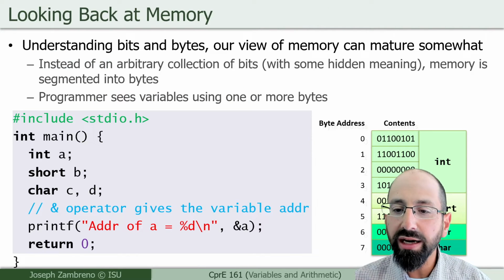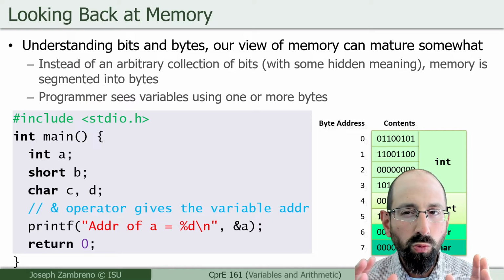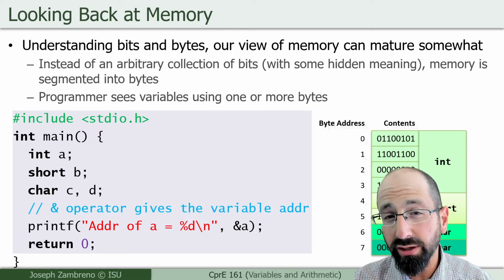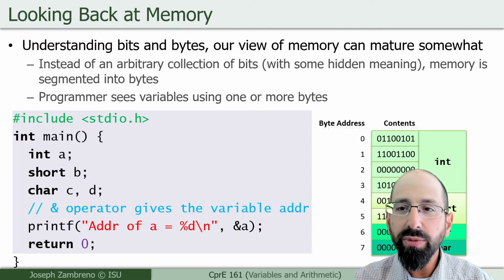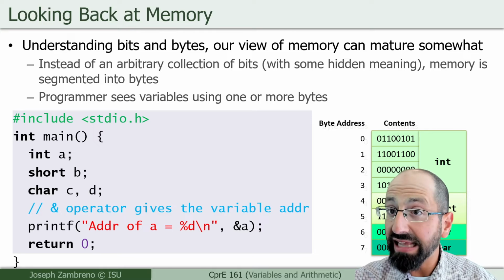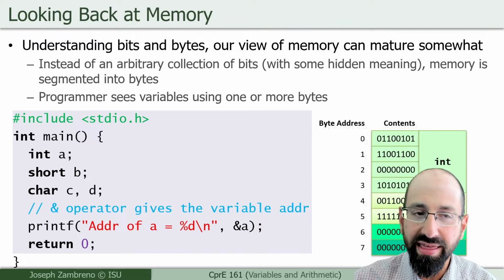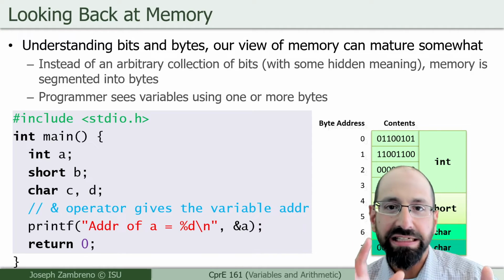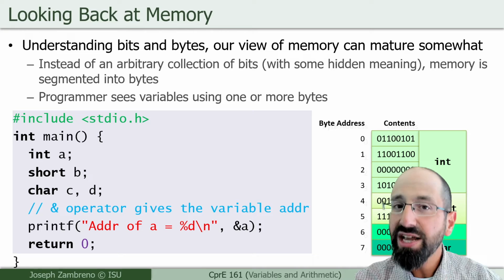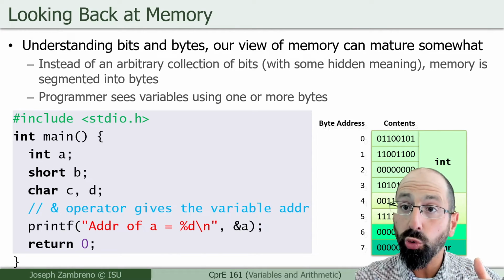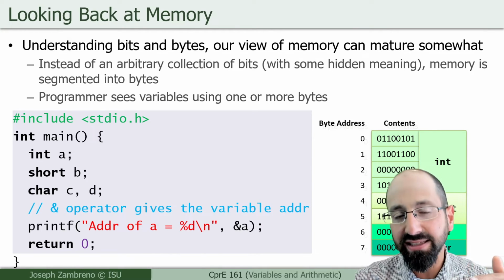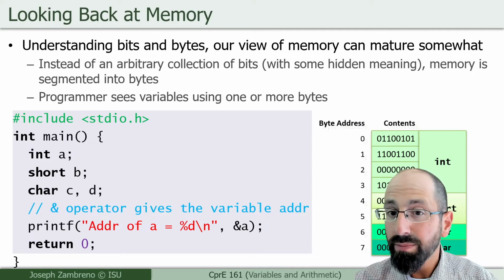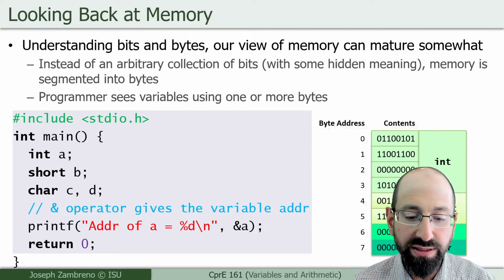Looking back at our memory and our addresses, we can actually mature our view of memory a little bit here. Instead of just being an arbitrary collection of bits at arbitrary addresses, memory is going to be segmented into bytes. At least in C, we're pretty limited by that. We're not going to generally have data types that use 13 bits or 26 bits. It's going to be some multiple of 8. So we can think of this memory as an array of bytes that we're individually accessing via these variable types. The programmer sees the variables, but we can actually see the addresses whenever we would need them.